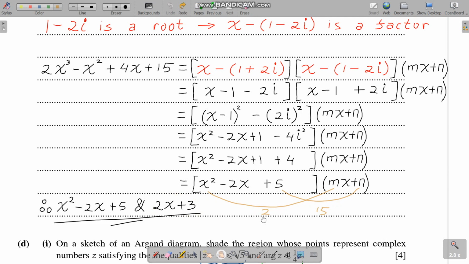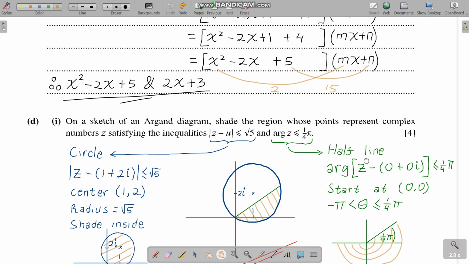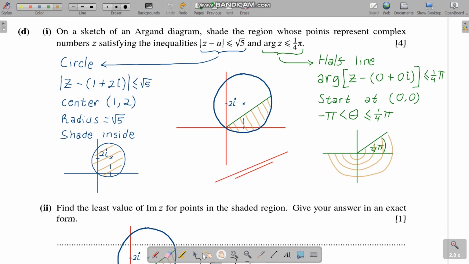So for the real factors, we have the quadratic and the linear. Now sketch. So |z minus u|. If we have the absolute value of z only on one side, this is the locus of a circle. So this is a circle. To identify the center, we have to make it z minus z1 form. This is the center of the circle, so it's (1, 2). The radius is root 5. Smaller than means we shade inside the circle.